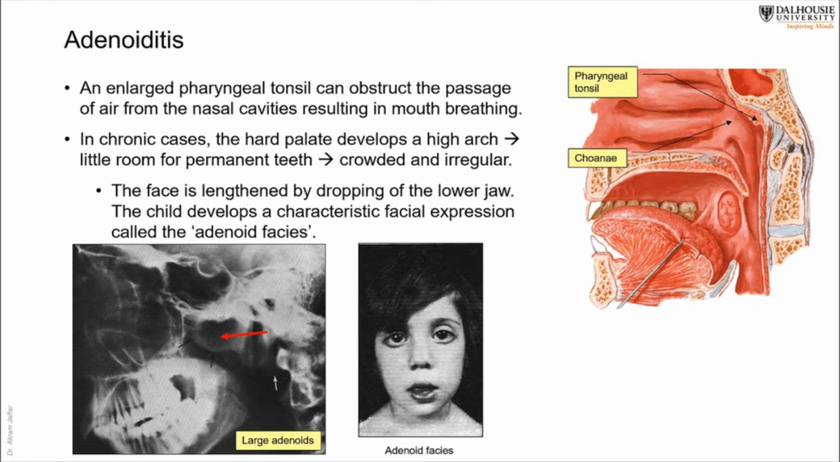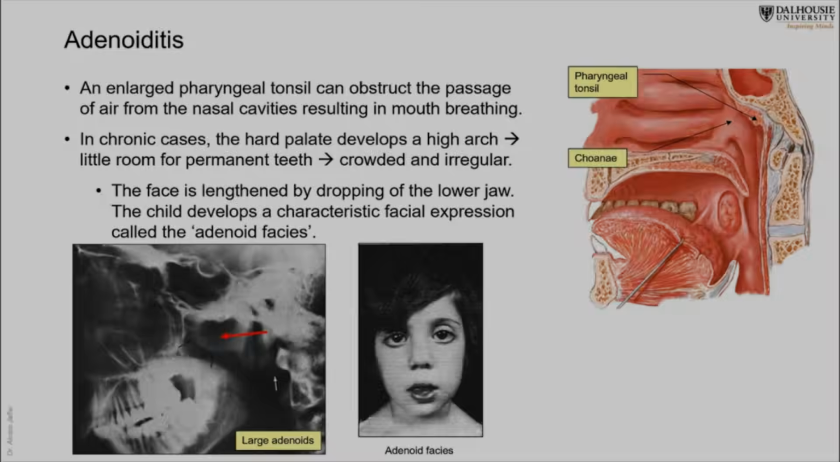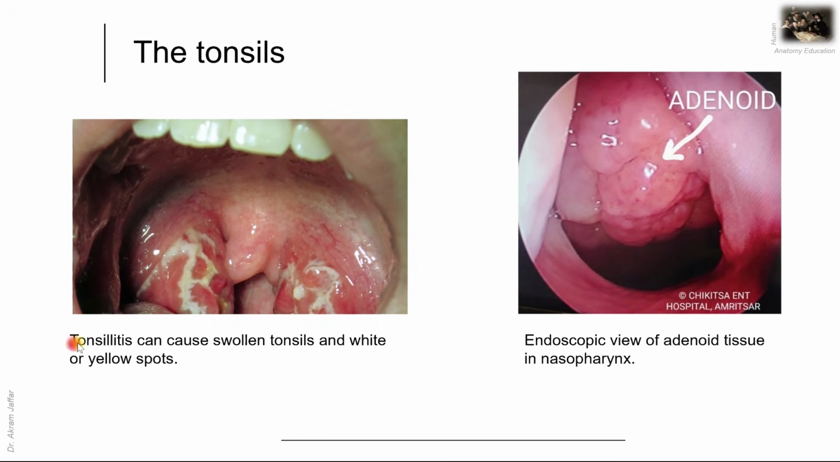And also note the close proximity of the pharyngeal tonsil to the auditory tube, the opening of the auditory tube. So infection here, especially in children, can easily spread through the auditory tube to the middle ear, resulting in middle ear infection as well, otitis media. This is to show you inflammation of the palatine tonsils, tonsillitis. You can see that there are white yellow spots also.